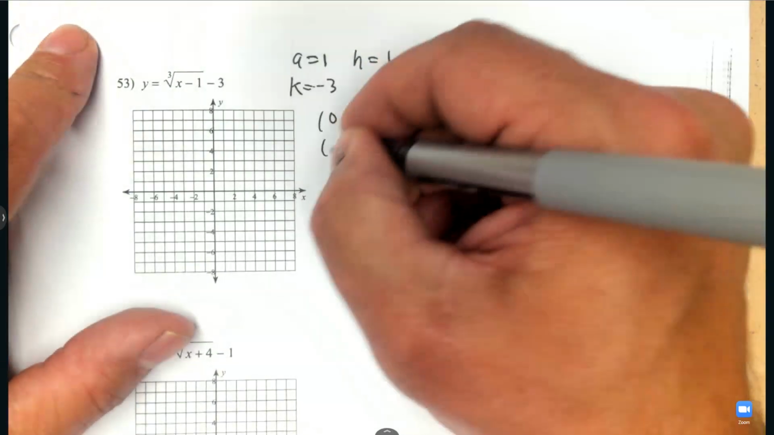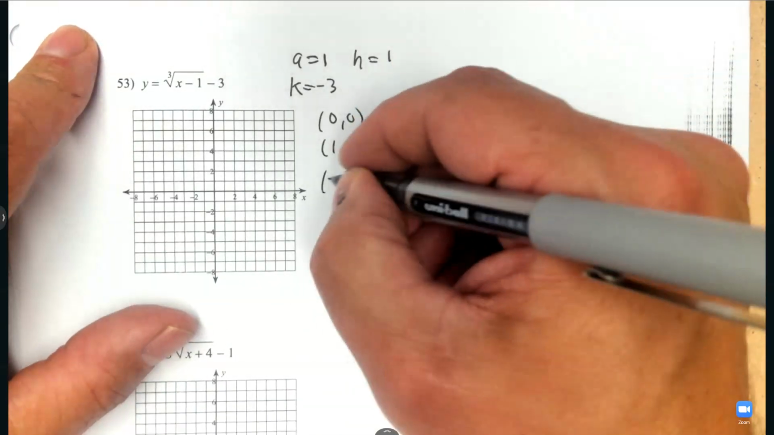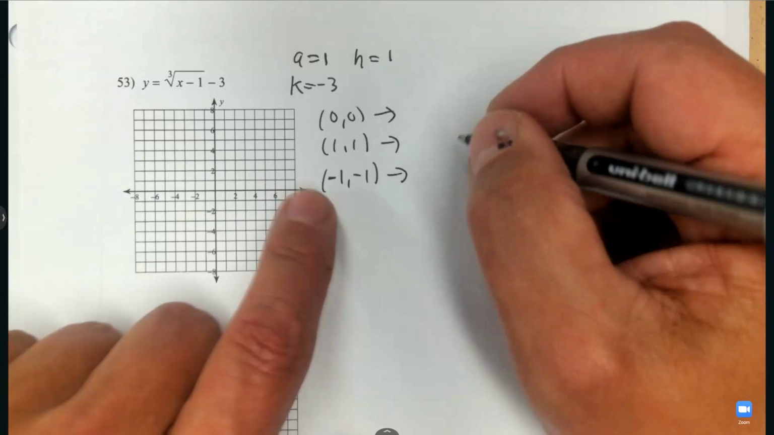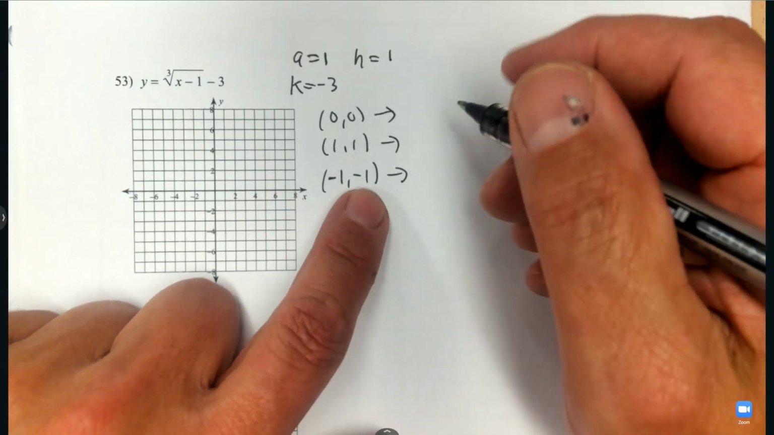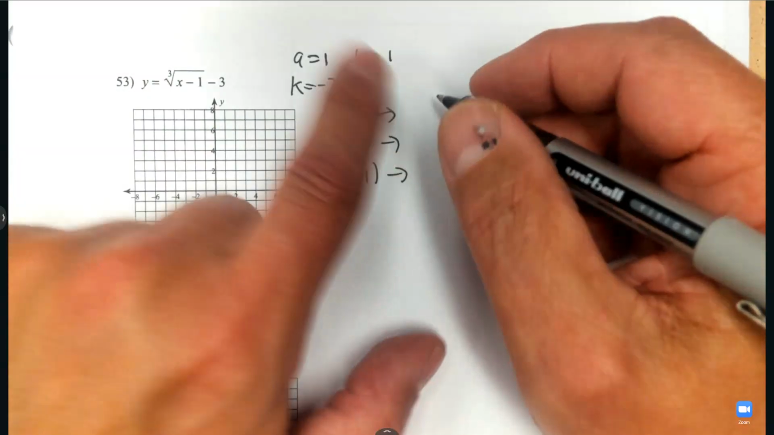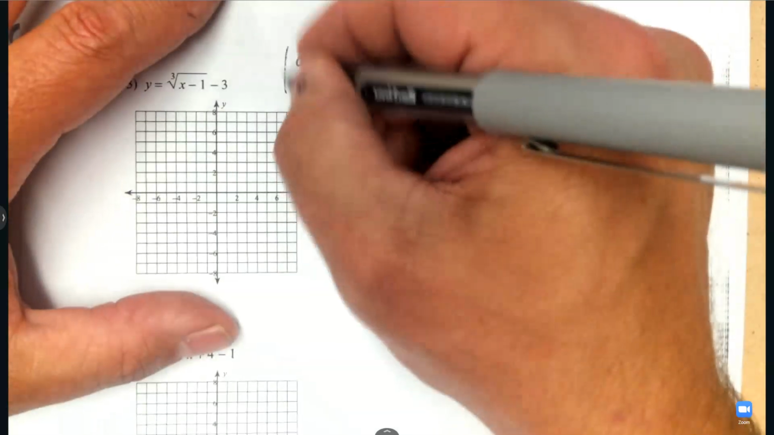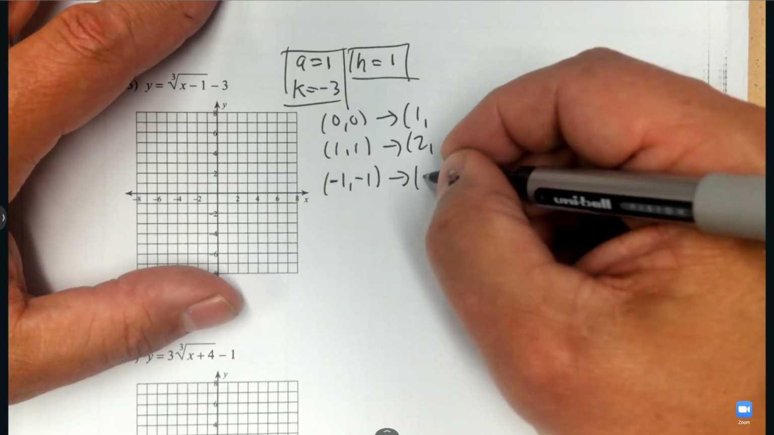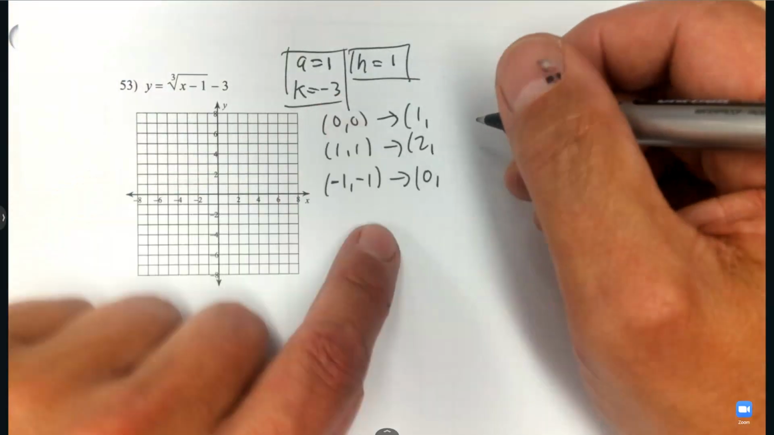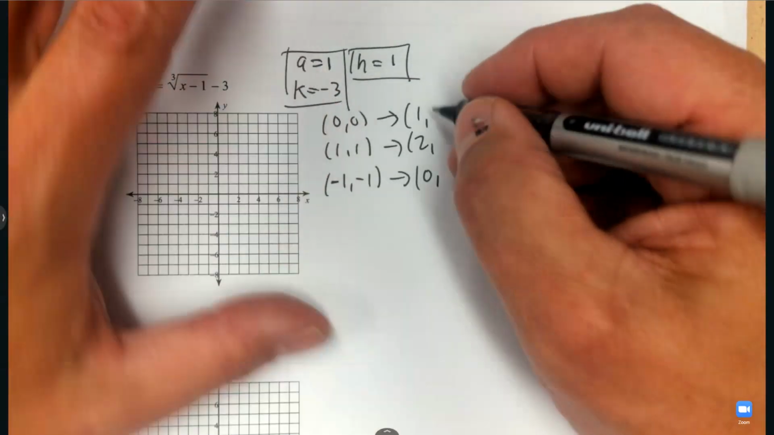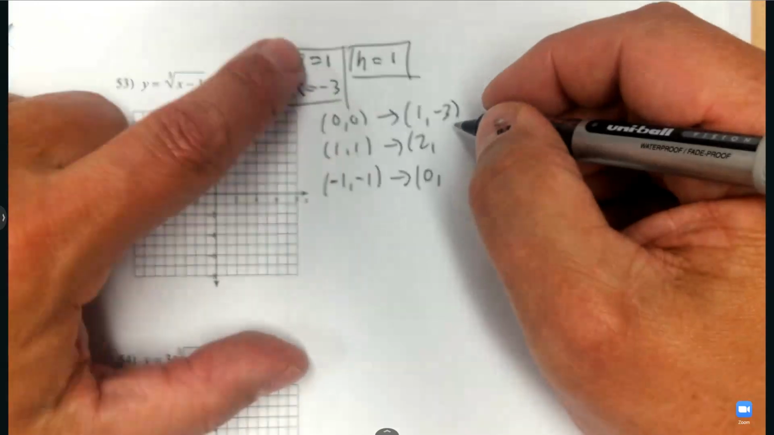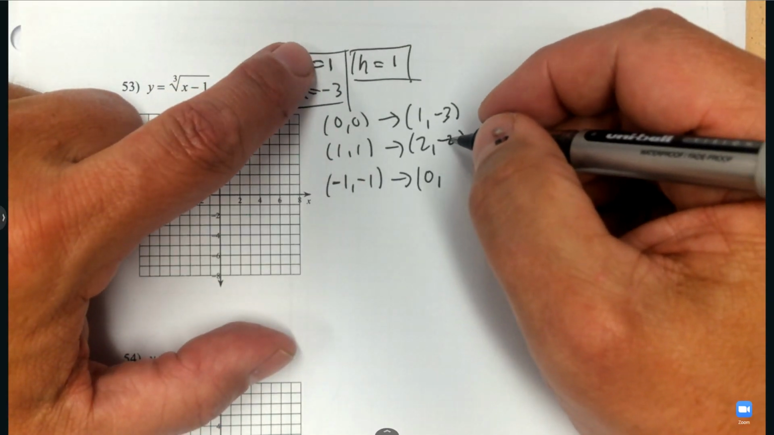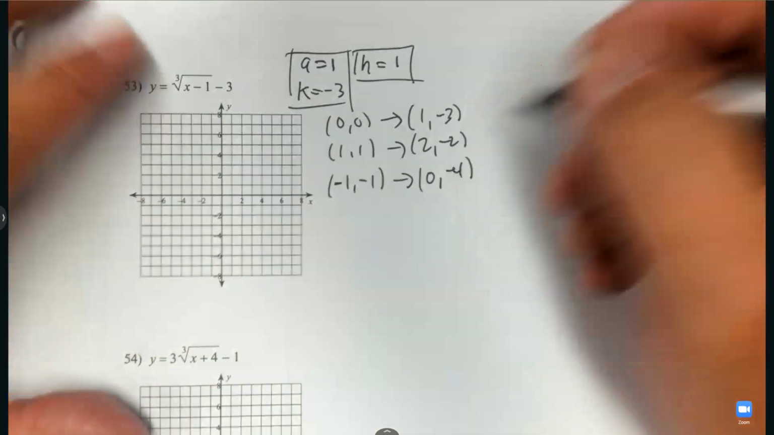For a cube root, the numbers start with (0, 0), (1, 1), but we need a (-1, -1). What makes a cube root different is you can cube root a negative number. And then we're going to change it. So the H changes the x's, add 1 to every x. To the y, we multiply and then subtract 3. So 1 times 1, take away 3. -1 times 1 is -1, take away 3. And then put that on our graph.